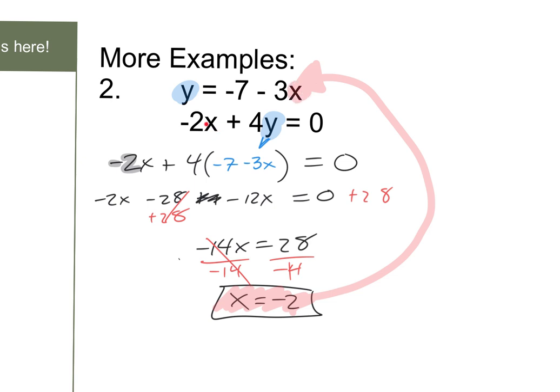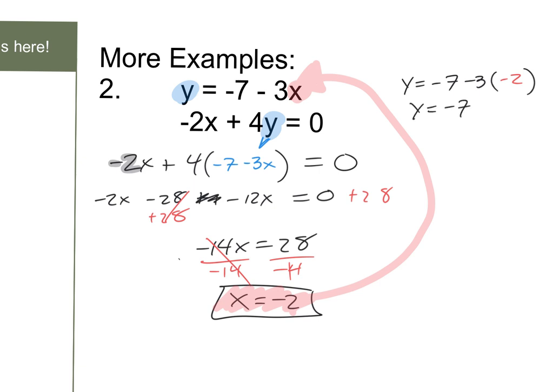Now, you could plug it into this one. There's nothing wrong with that. It's just going to be a little bit more work. So that's why I like to pick the one that's already solved. So I say y equals negative 7 minus 3, but instead of x, I now know that x is negative 2. So I just work this out.